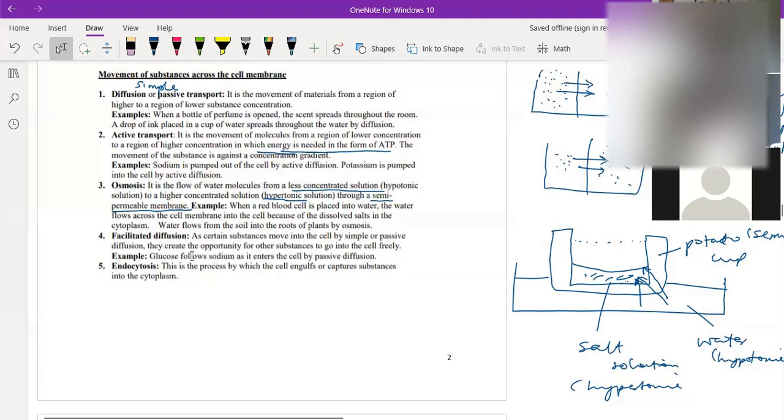A typical example is glucose, right? Glucose cannot go into the cell freely, but sodium can go into the cell easily. So as sodium goes into the cell, it creates opportunity for glucose to follow it. So you always need sodium for glucose to go into the cell.